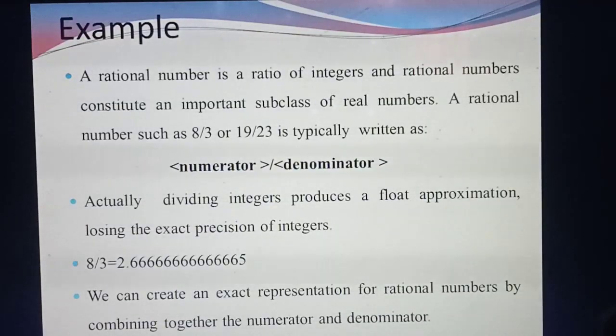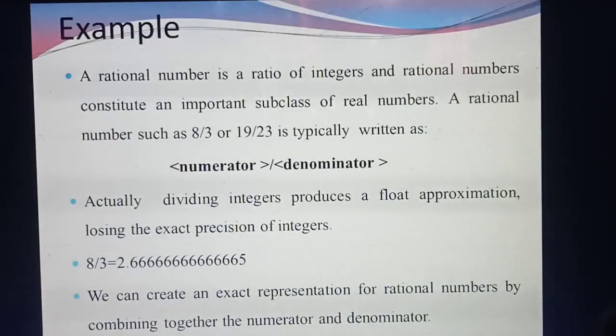Now, what do you mean by a rational number? A rational number is a ratio of two integer numbers or two real numbers. Once you divide two numbers, sometimes you get a real number answer, but mostly you get floating point answers, that is, decimal point numbers. The textbook gives two examples: 8 by 3 or 19 by 3.